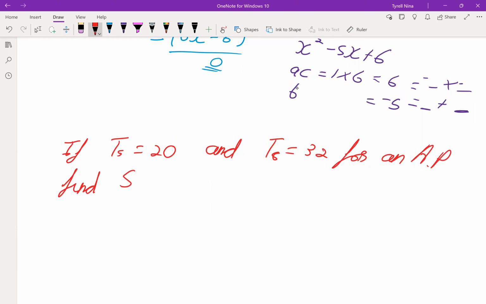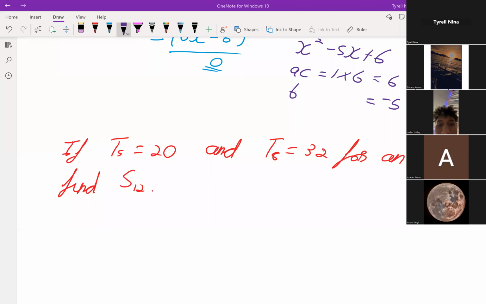S12. Now remember, for an AP and GP, don't fuss, don't worry about it. You will be getting a formula sheet.